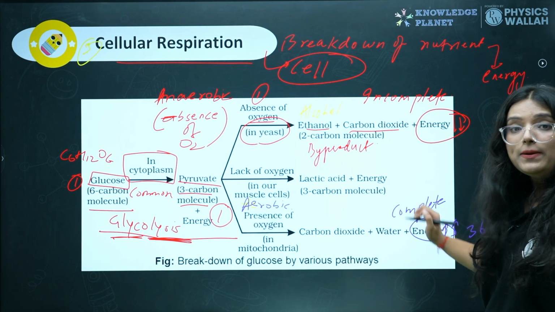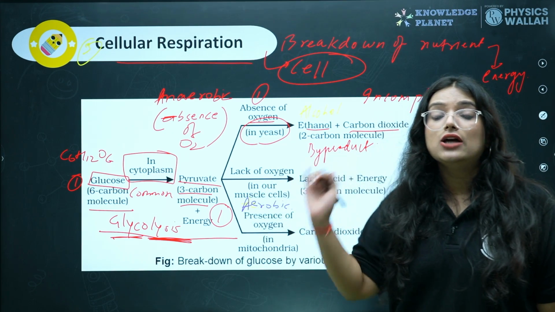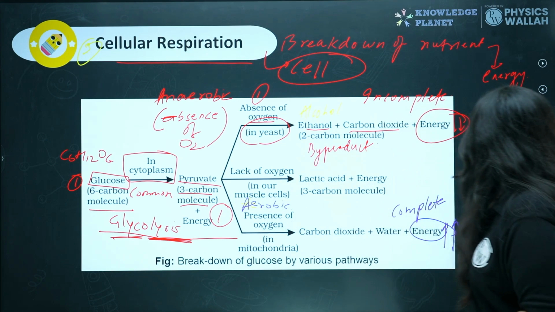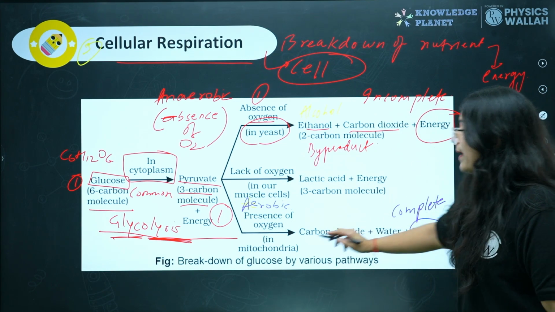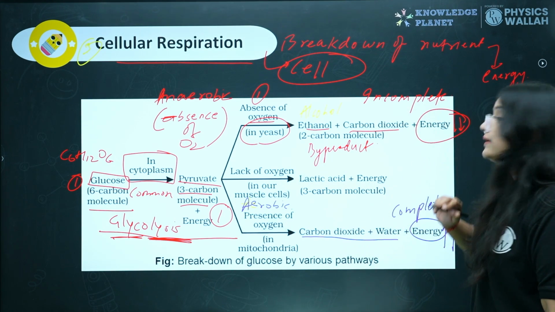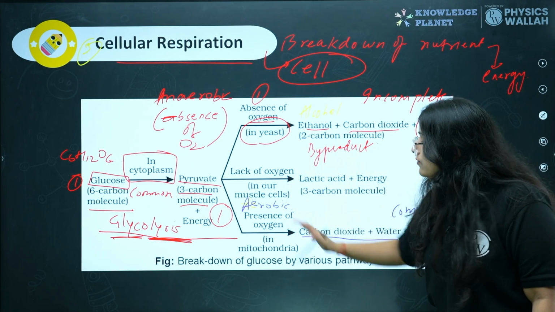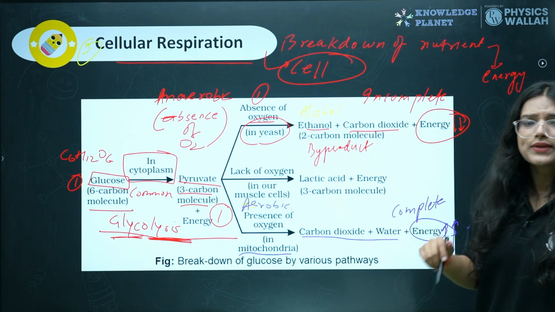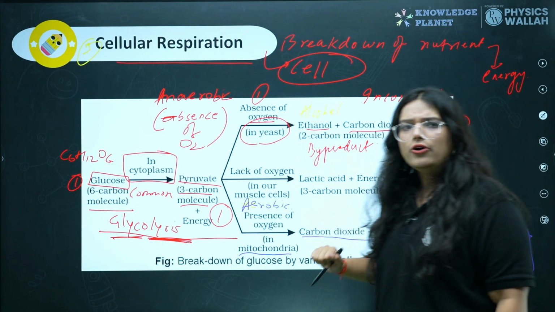The ATP is the energy currency of the cell, adenosine triphosphate. So that is the energy currency of the cell. The byproducts released are carbon dioxide and water, and this conversion takes place in the mitochondria. Now let's talk about that.